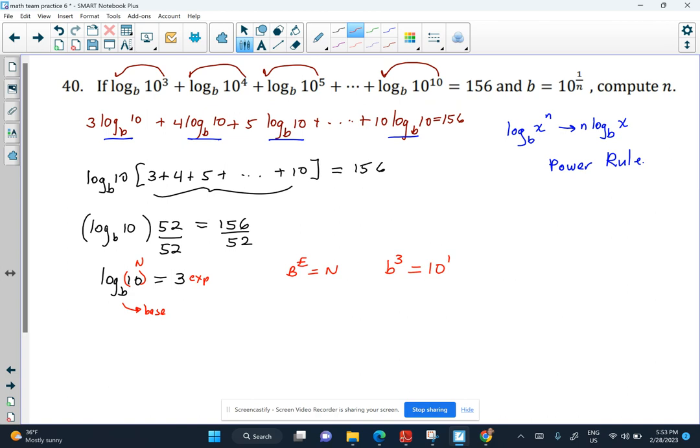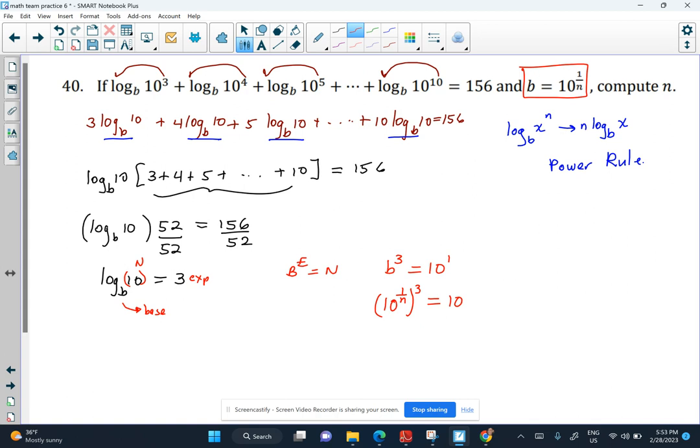Now what? Well, the goal is to find n. And I have this little clue that I haven't used. So why not substitute in? I mean, that's what we do a lot in math too, right? We factor out the GCF and we substitute things. And so I'm going to replace little b with 10 raised to the 1 over n, raised to the third power, is equal to 10.